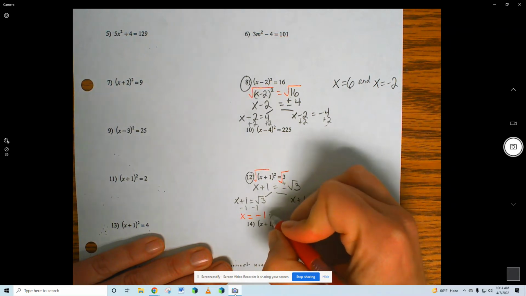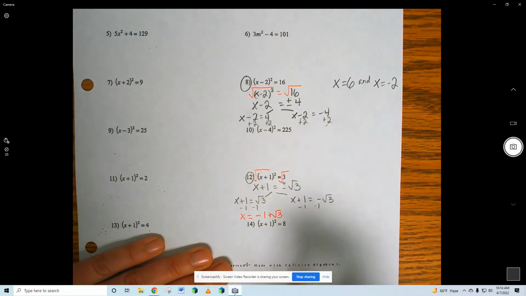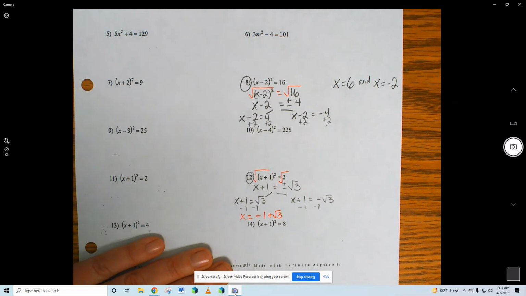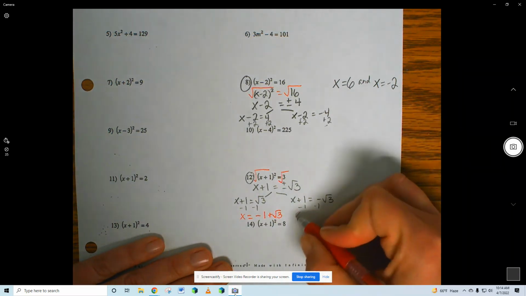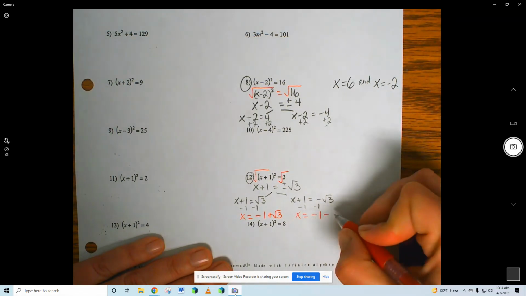Negative 1, and then it was positive rad 3. So negative 1 plus rad 3. I don't combine them. I leave them separate. They are not like terms. They don't have anything in common, so I cannot put them together. This second one is going to be x equals negative 1 minus rad 3.